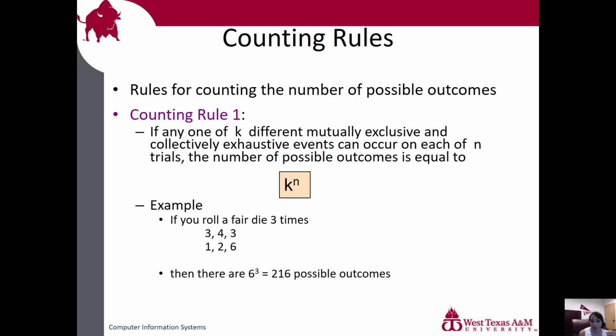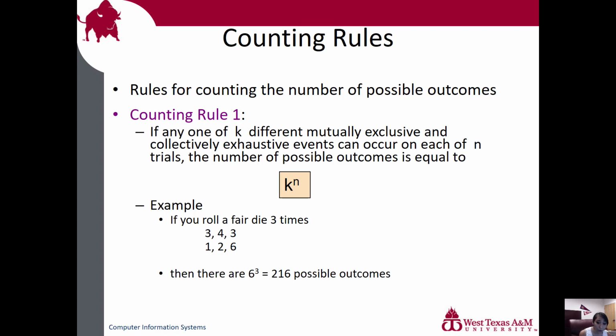So for example, if you roll a fair die 3 times, what could my outcomes be? Well, the first time I roll, I could get a 3, then the second I could get a 4, and then the third I could get a 3. Or I could roll it again another 3 times. It could be a 1, a 2, a 6. It could be a 5, a 6, and so on.